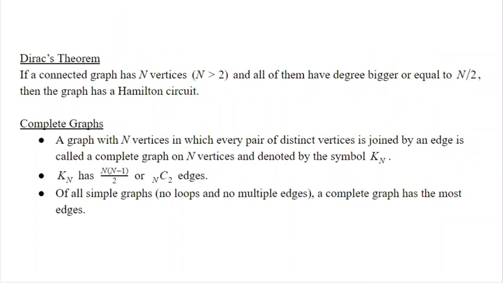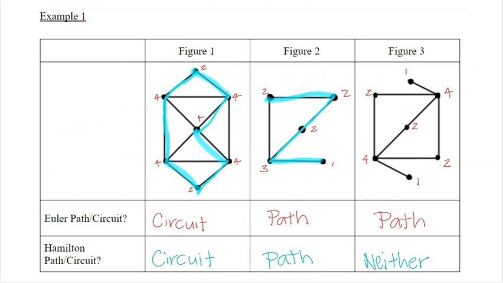So as I mentioned before, we had some very nice theorems about the existence of Euler paths and circuits that were based on the degree. We have one theorem here about Hamilton circuits, but it's not very useful. This says if a connected graph has n vertices, where n is greater than 2, and all of them have a degree greater than or equal to n divided by 2, then we have a Hamilton circuit. Well, let's go back and look at our figures on the previous slide. Let's look at figure 1.